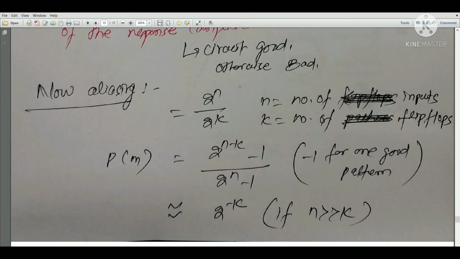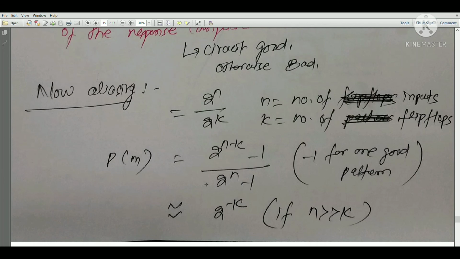So 2 to the power n, k is the number of flip-flops. So 2 to the power n upon 2 to the power k. So the probability, how we can calculate it, it would be from this idea, 2 to the power n minus k. Why have I written the minus 1 here? Because minus 1 is showing me one good pattern. At least one good pattern would be there, and upon the total number of patterns, so 2 to the power n minus 1. Okay, so this is the probability equation, and by analyzing this particular probability equation, we can come to know about the aliasing.